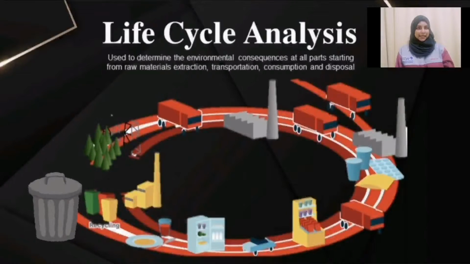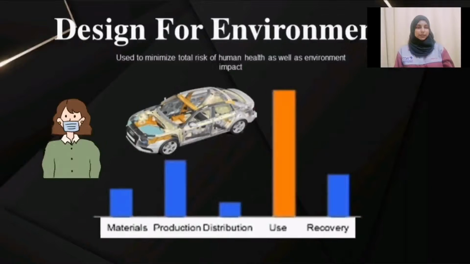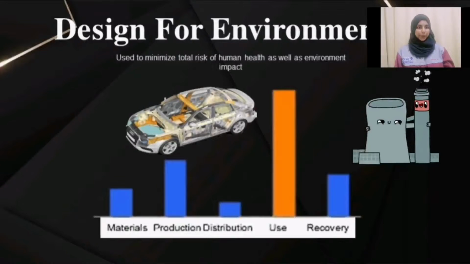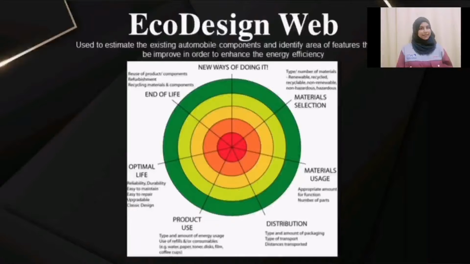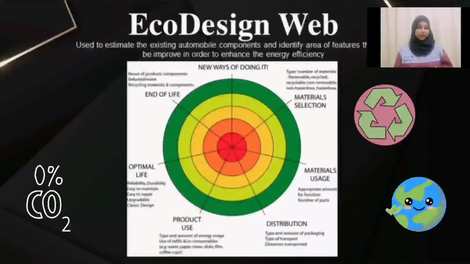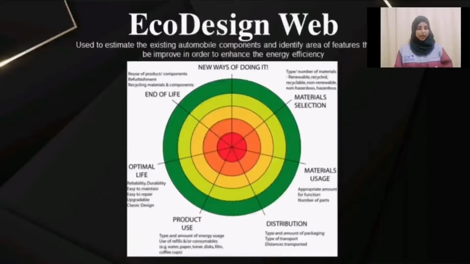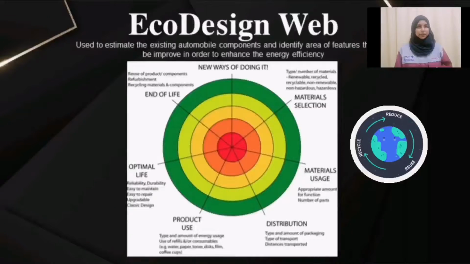Next, we applied design for the environment methodological tools to minimize the total risk of human health as well as environmental impact of the components. Then, we used the eco-design work to estimate existing automobile components and identify area of features that may improve to increase energy efficiency. Our results are evaluated throughout its life cycle for a better and sustainable approach.